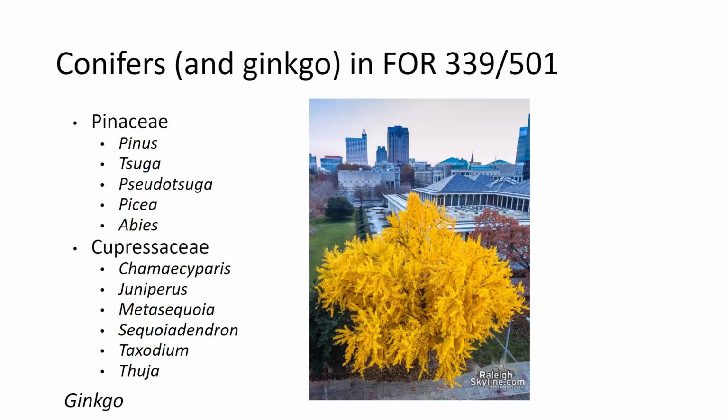And so for this course in dendrology, we're going to look specifically at the Pinaceae family and the Cupressaceae. And we've learned examples of species in each of these families so far. So of course, Pinaceae includes Pinus, also Tsuga, Pseudotsuga, Picea and Abies, and then Cupressaceae includes Chamaecyparis, Juniperus, Metasequoia, Sequoiadendron, Taxodium, and Thuja. And then of course I included ginkgo at the bottom, even though it's not technically a conifer.